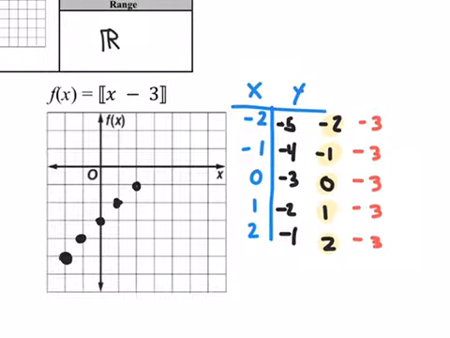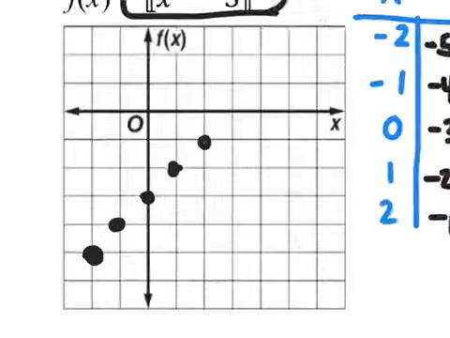Now you might be thinking, Mr. Cottle, that just looks like a line. How is this going to be a step function? Well, that's going to be where the greatest integer portion comes in. The way this is going to look is this.